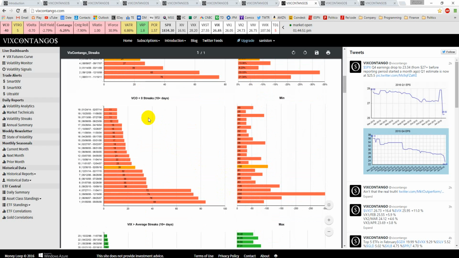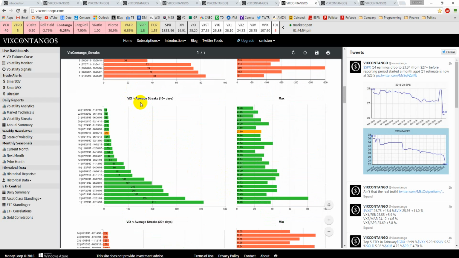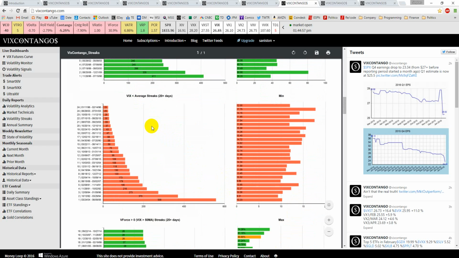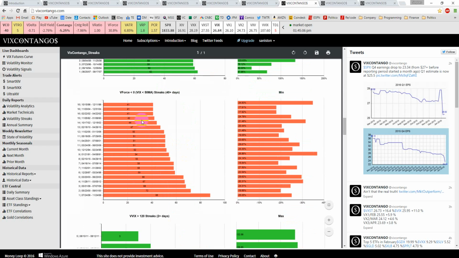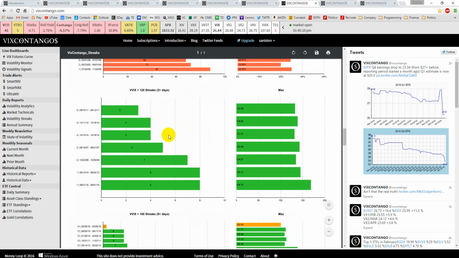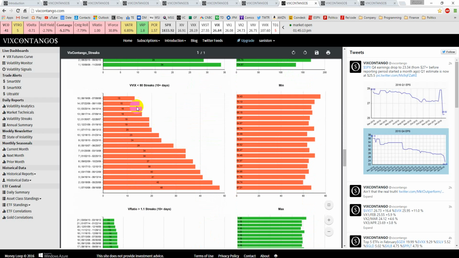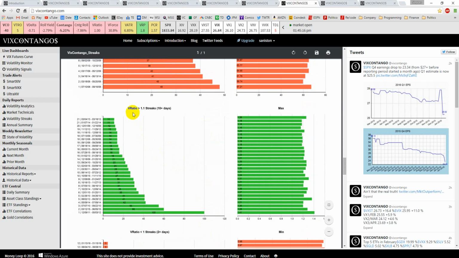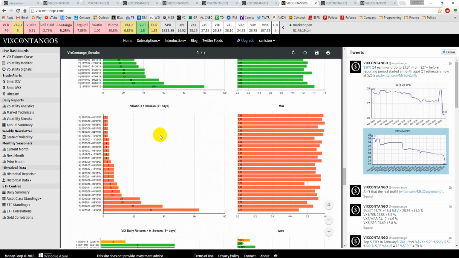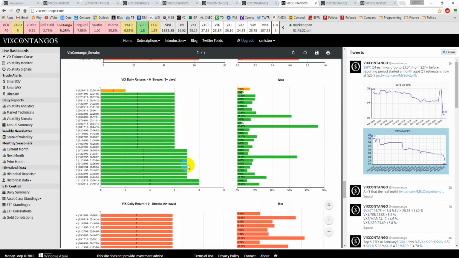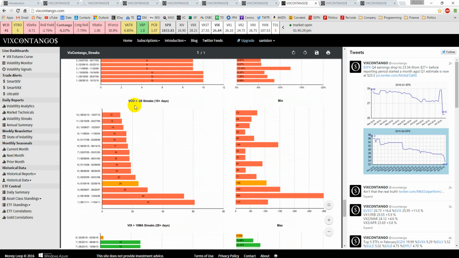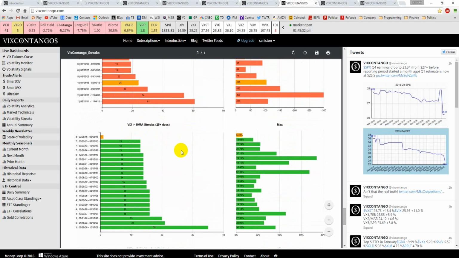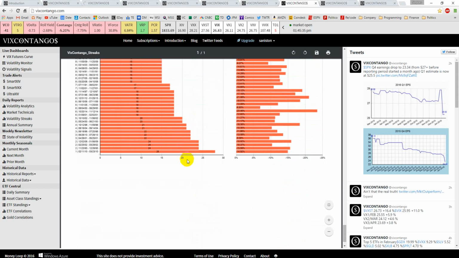We have a VCO smaller than zero streaks, VIX bigger than average streaks, VIX smaller than average streaks, VIX bigger than a 50-day moving average, V-force bigger than zero streaks, V-force smaller than zero streak, VVIX bigger than 120 streak, VVIX bigger than 100 streak, VVIX smaller than 80, V-ratio bigger than 1.1, V-ratio smaller than 1, and then a VIX daily return streak. VIX daily return bigger than 0, VIX daily return smaller than 0, VCO less than minus 25, VIX bigger than the 10-day moving average, and VIX smaller than the 10-day moving average.